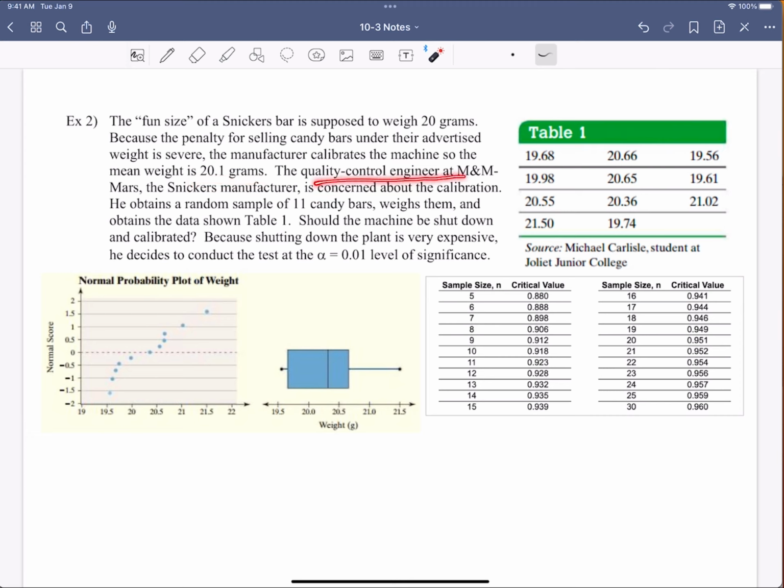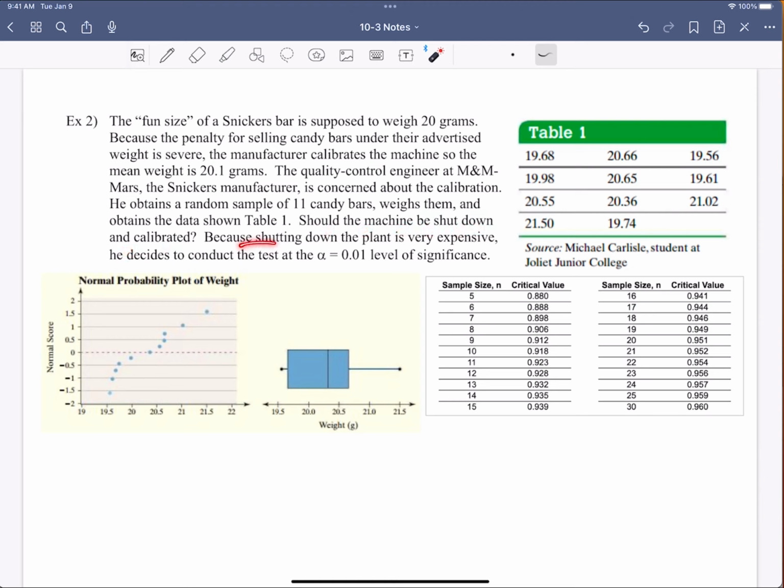The quality control engineer at M&M Mars, the Snickers manufacturer, is concerned about the calibration. He obtains a random sample of 11 candy bars, weighs them, and obtains the data shown in Table 1. Should the machine be shut down and recalibrated? That's the question on board.